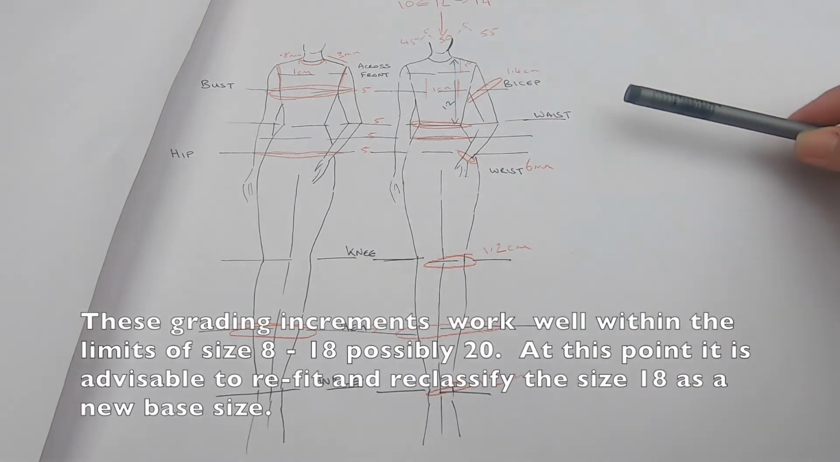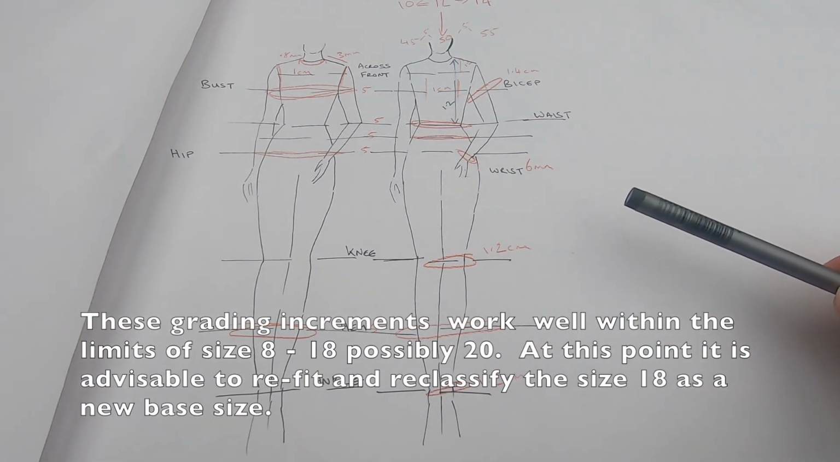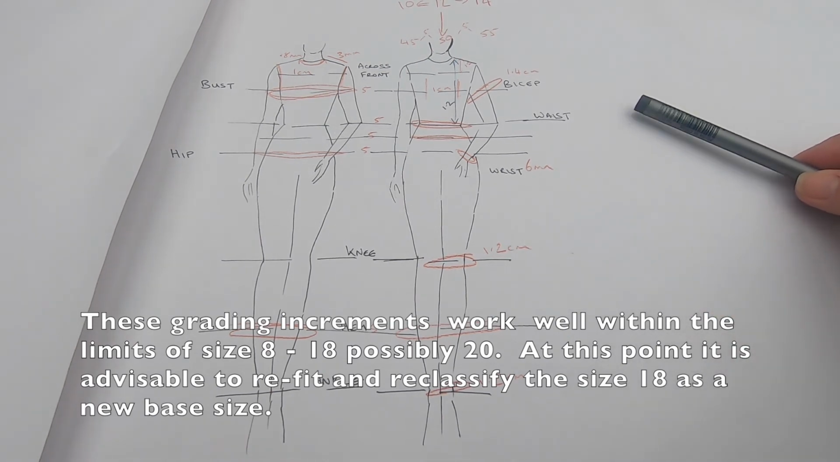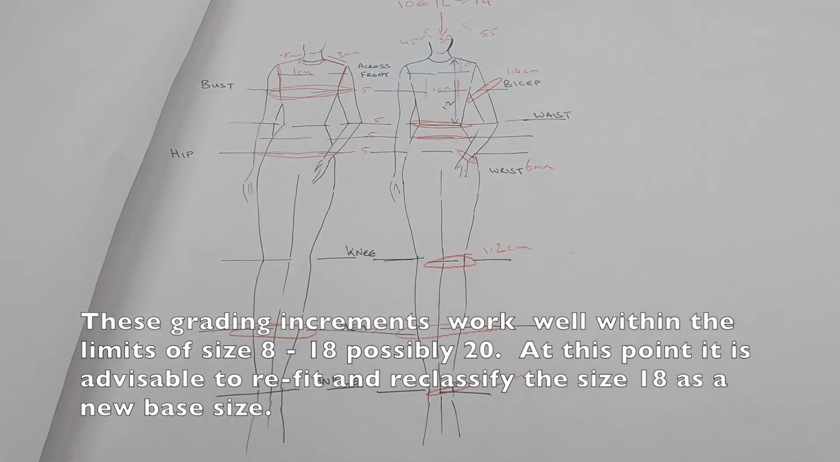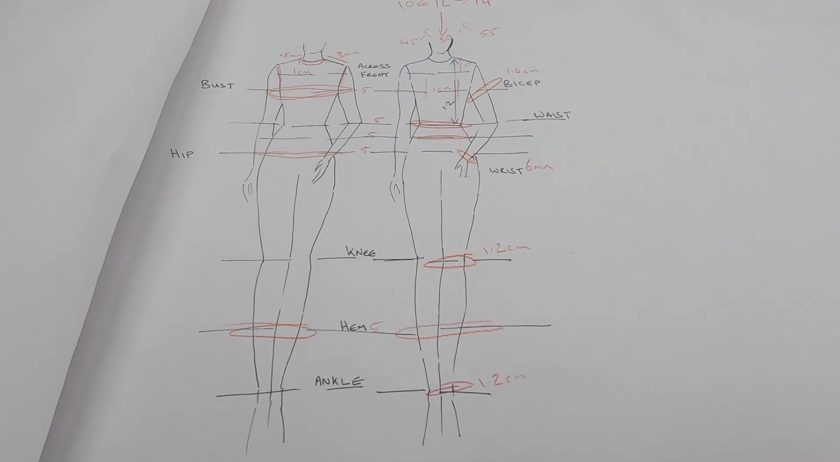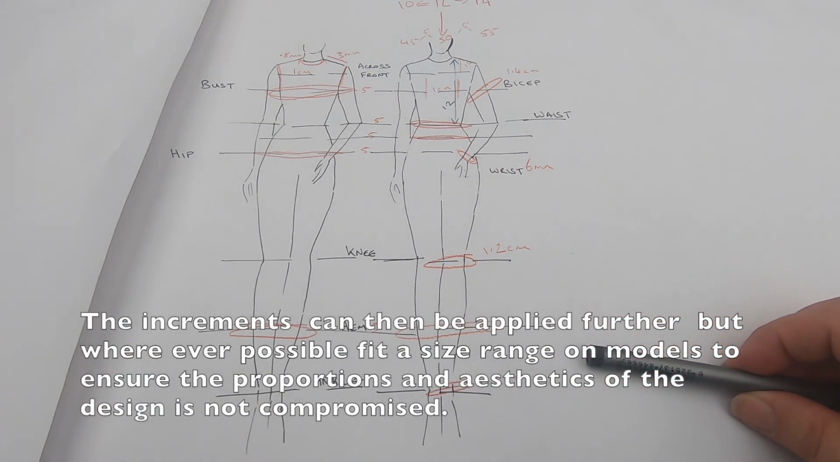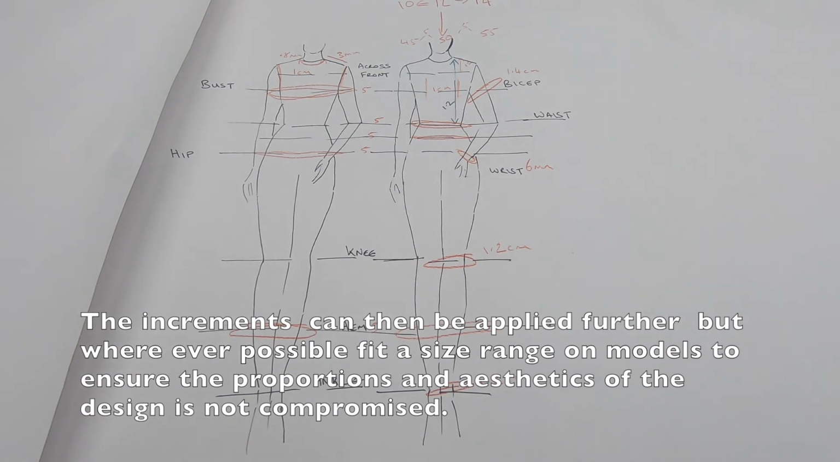Grading with increments such as this will only take us so far. So we could do a size range from maybe 8 to 18, possibly 20. But what I would suggest when you get to those sizes, that you refit your size 18 as a new base size and amend any sort of fit issues you might see, and then start the grade from afresh at this point and move forward through the other sizes. You can apply these increments through, but you have to refit a new base size. It will not take you from size 0 up to size 32, for example.